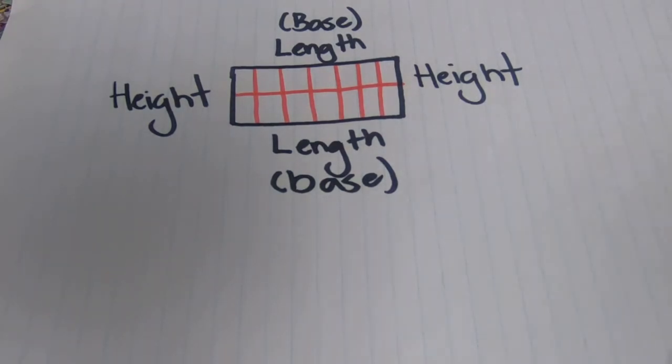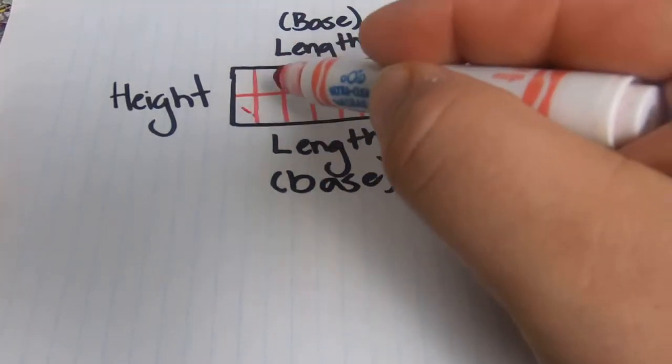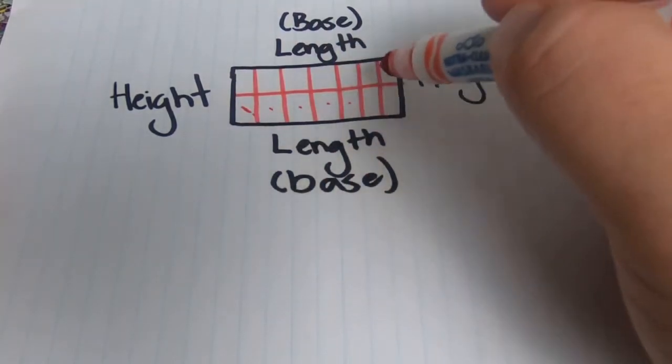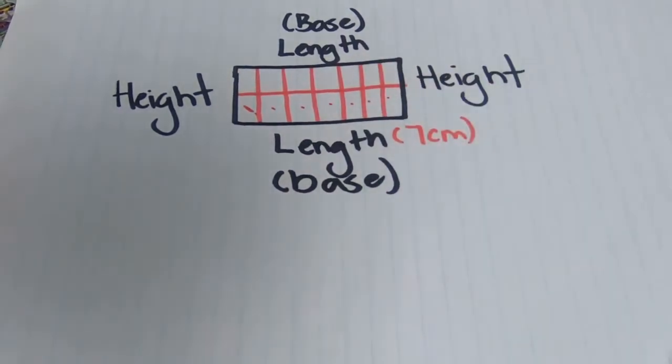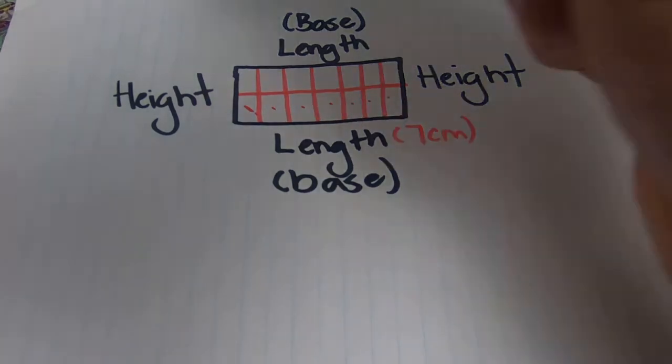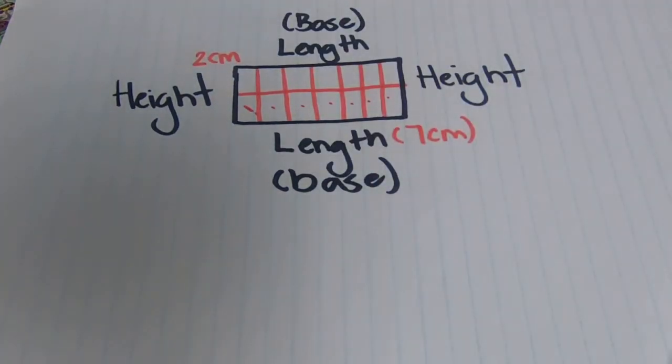Let's count and find out how many are in each one. So if I look here, I have 1, 2, 3, 4, 5, 6, 7. So my length is 7 centimeters since each one of those boxes is a centimeter. Now the height is 2 centimeters. Okay. Now the question is how many are in total? Well, you could just add them up, which is one way to do that, or we could multiply them together, which will give us the exact same answer. And multiplying is a little bit easier than counting them up, especially if they're not drawn on the shape and you have to draw them out yourself, which does take a little bit of time.